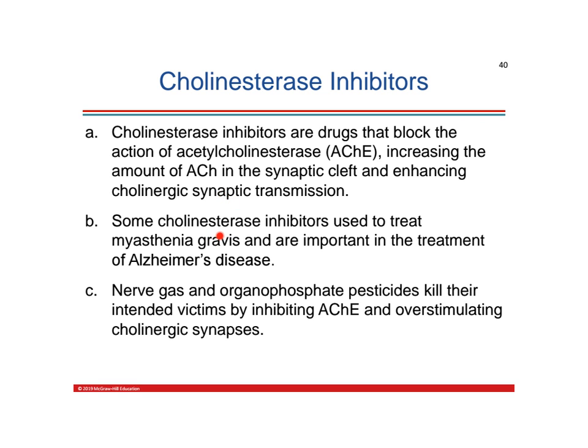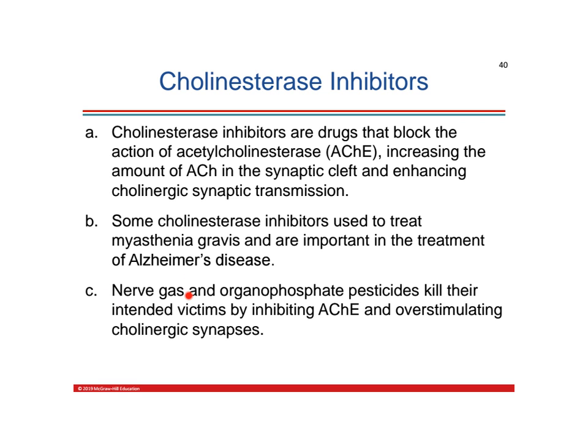So some cholinesterase inhibitors are used to treat the autoimmune disease called myasthenia gravis. It's also important for the treatment of Alzheimer's disease. Cholinesterase inhibitors were also used, unfortunately, in World War II. These were used as nerve gases.